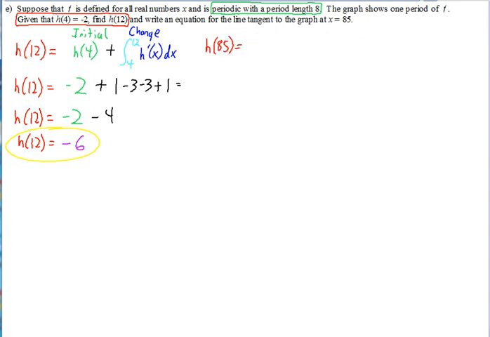Well, the initial point we're given is h of 4, plus the change. This time the change will come from the integral from 4, where our initial is, all the way to 85, of h prime of x.